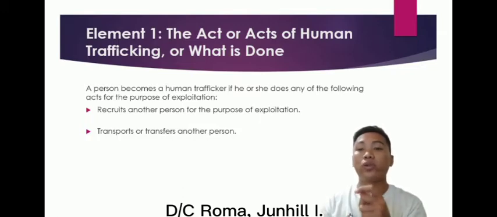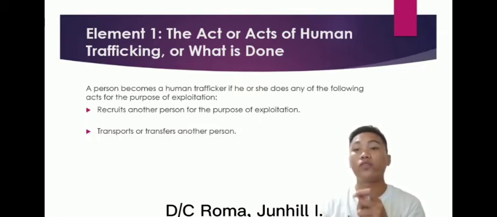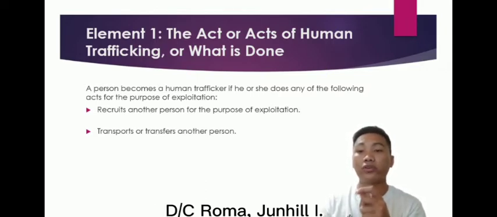Transferring occurs when the trafficked person is transferred from one person to another. Harboring or receiving another person is for the purpose of exploitation. Harboring or receiving occurs when a human trafficker hides or houses a trafficked person and keeps them under control in order to exploit them.